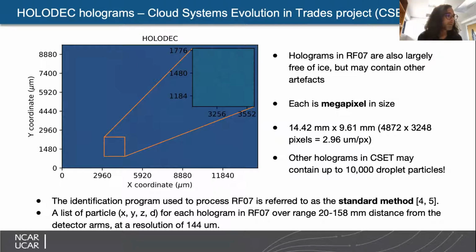This is the custom rules that were used to process this data that I'm using. You can read more about that in reference 5 here, okay? But at the end of the day, pretty much all of the rules that went into using the standard method to process the holograms are about the same across the data sets, okay?